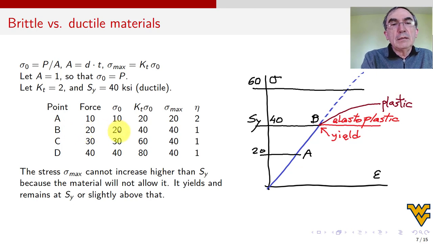Okay, so now I'm going to put double the load, 20. Sigma 0 is 20. KT sigma 0 is 40. Sigma max is 40. And now my safety factor is 1 because if I go to 40 in stress, I'm at this point and I'm just almost barely yielding. Okay, a little bit more and I yield. I'm right there. So safety factor is 1.